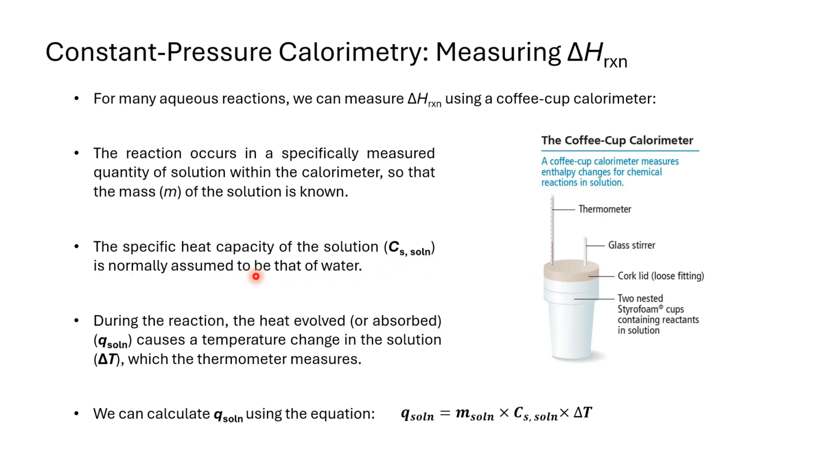You would also need to know the specific heat of the solution that's in the coffee cup, and usually that's considered to be that of water. You guys know the specific heat capacity of water is 4.18. Usually the solutions are dilute enough where you can just assume that. If they were more concentrated, maybe you wouldn't be able to get away with it, but in this case it's assumed that the specific heat capacity of the solution is that of water. And then, of course, you need the change in temperature. If you have the change in temperature, the specific heat capacity, and the mass of your solution, you can get the heat that was either absorbed or released by the solution.